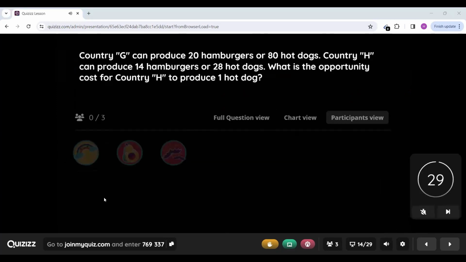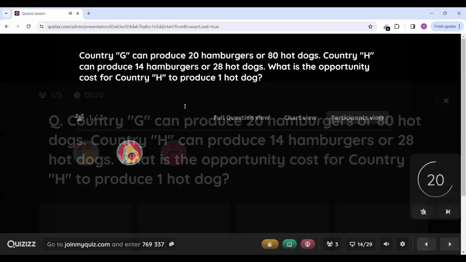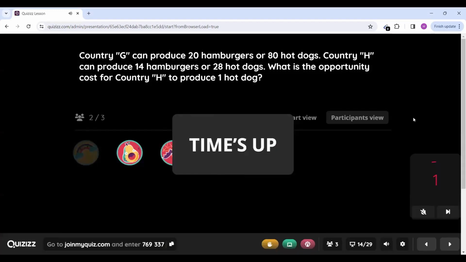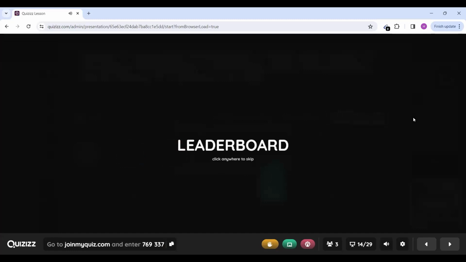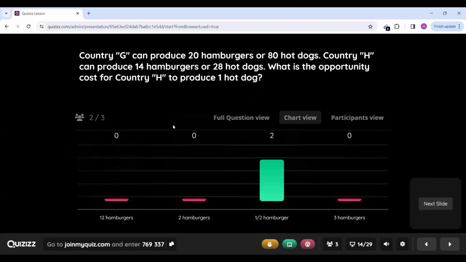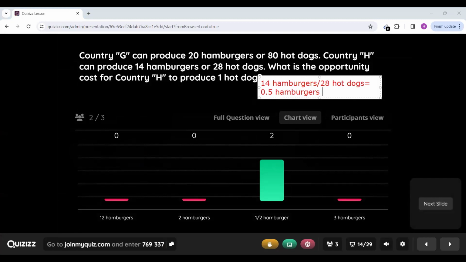Country G can produce 20 hamburgers or 80 hot dogs. Country H can produce 14 hamburgers or 28 hot dogs. What is the opportunity cost for country H to produce one hot dog? Half a hamburger. So, 14 hamburgers divided by the 28 hot dogs equals 0.5 hamburgers per hot dog.